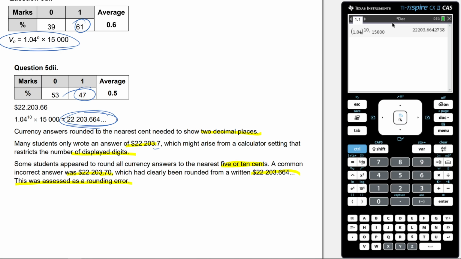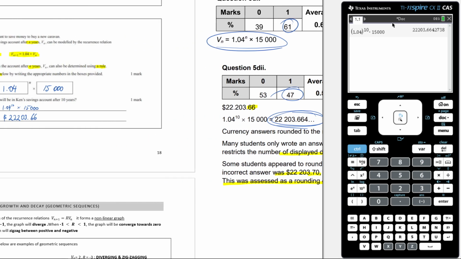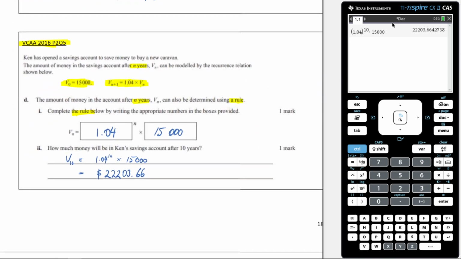Don't make rounding errors. If you're giving something with money, it has to have 2 decimal points. So in this case, 0.66. Perfect. Hopefully that has made sense of how to answer that question right there.